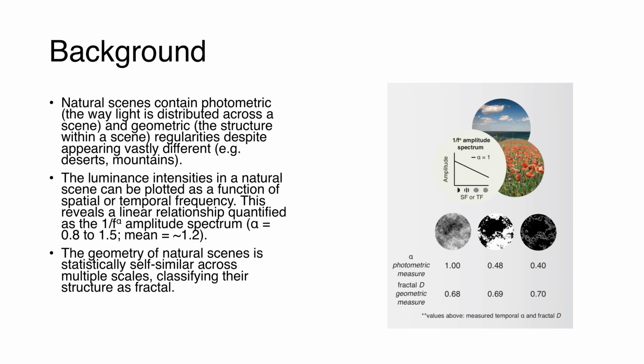Further, in terms of the photometric properties, the luminance intensities in a natural scene can be plotted as a function of spatial or temporal frequency, and this reveals a linear relationship quantified as the 1 on F amplitude spectrum, which has a slope of around 1.2. The geometric properties have to do with the statistical self-similarity across multiple spatial scales in a natural scene, and this self-similarity classifies natural scenes as fractal. You can capture structure by using a measure known as fractal dimension.